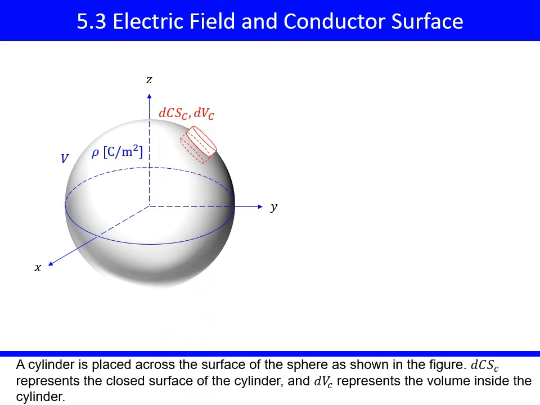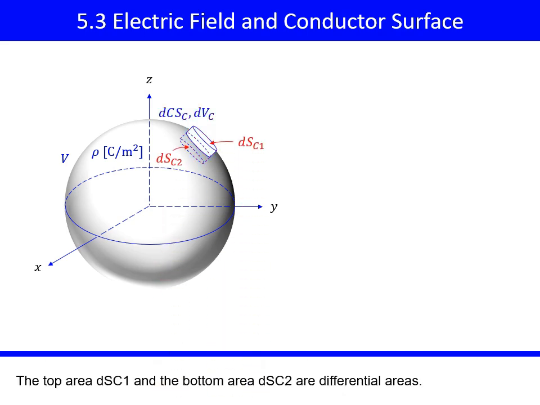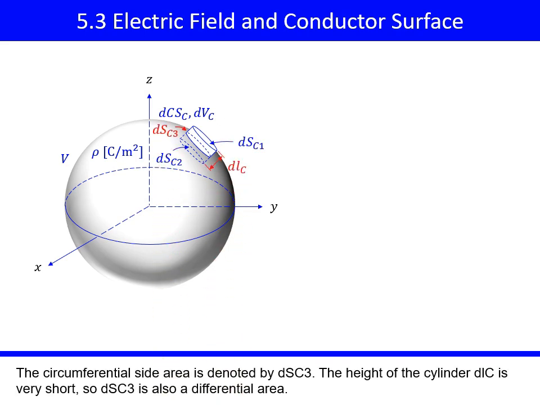A cylinder is placed across the surface of the sphere as shown in the figure. dS_C represents the closed surface of the cylinder, and dV_C represents the volume inside the cylinder. The top area dS_C1 and the bottom area dS_C2 are differential areas. The circumferential side area is denoted by dS_C3. The height of the cylinder dL_C is very short, so dS_C3 is also a differential area.